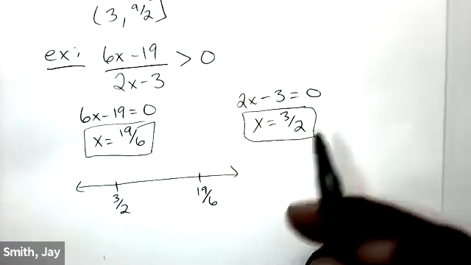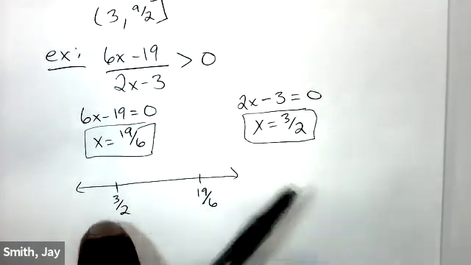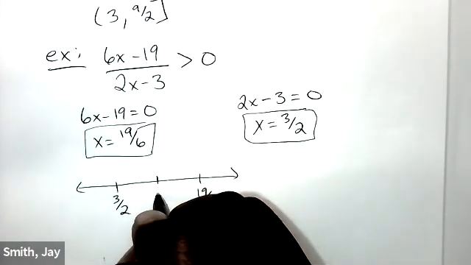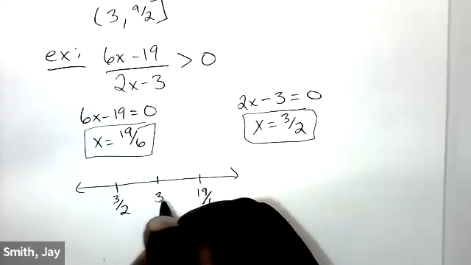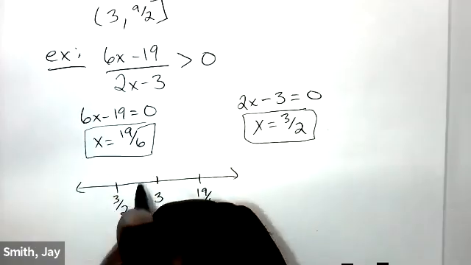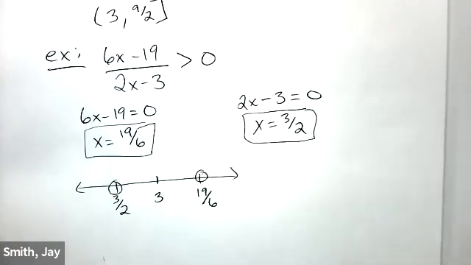So we're going to pick a value. For me, I'd probably pick a number in between 3 halves and 19 halves. I actually got a few candidates here because we don't have zeros, ones, or tens. So I'm just going to use 3. And we can go ahead and put open circles on both 3 halves and 19 halves.